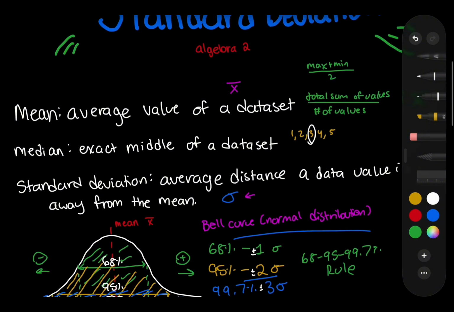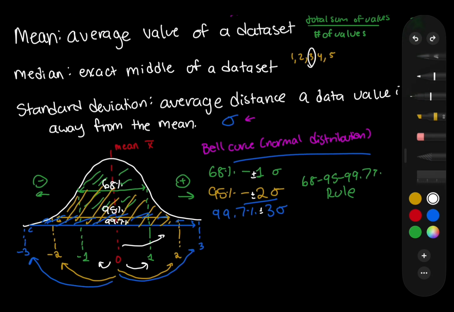Then the standard deviation is the average distance a data value is away from the mean. And you can represent it in the calculator with this symbol right here. So now let's talk about what standard deviation looks like. Well, we can see this in something called a bell curve, also known as normal distribution, where the data values are evened out, they're dispersed, they're clustered around the mean. And the mean is going to be in the center, which is center here.